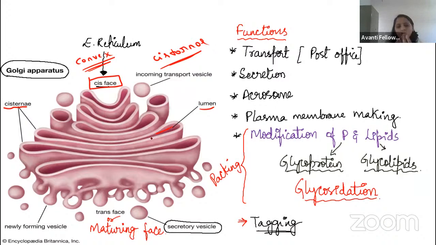The protein was received and modified in the lumen, right? So now it has to be sent outside. The protein will be sent outside by the maturing face, guys. Here you can see the last face. This last face we will call the trans face or the maturing face. From this, the protein will bud and come outside, and it will reach the particular location it has to go to.